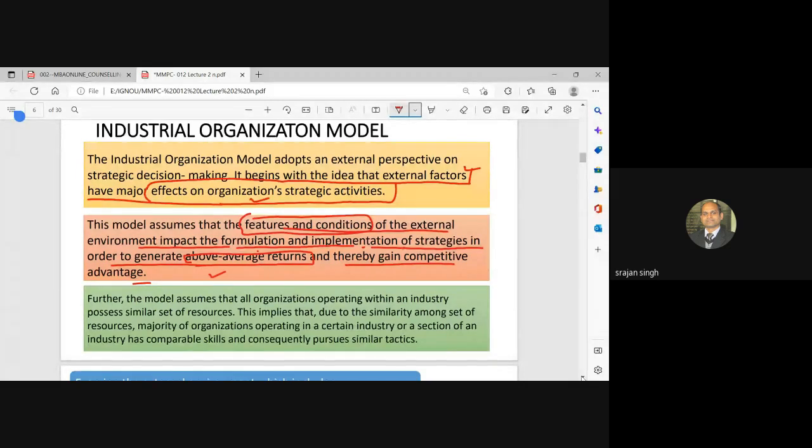Further, the model assumes that all the organizations operating within an industry possess a similar set of resources. This implies that due to similarity among sets of resources, the majority of organizations operating in a certain industry or a certain section of an industry have comparable skills and consequently pursue similar tactics.